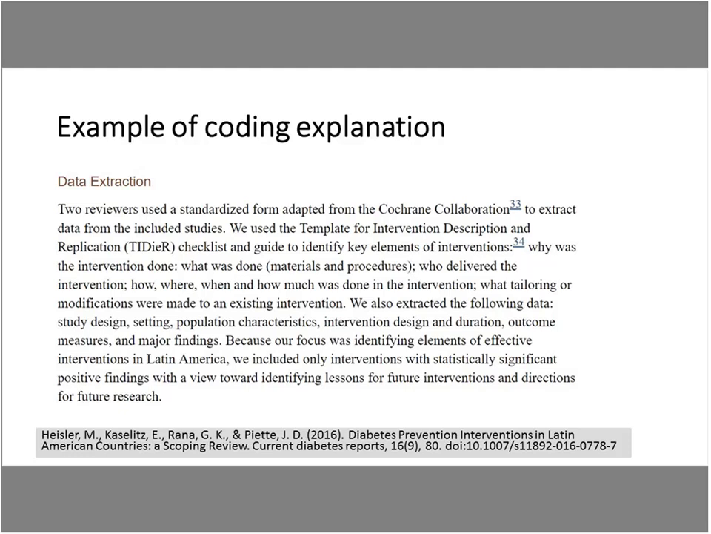The wording that they're using here does come directly from the TIDieR list, which I'll show you in just a minute. So they describe overall the types of characteristics that they were looking for. And then they go into some more details, talking about study design, setting, and so on. I think it would have been more helpful if they had described the population characteristics a little more, and the outcome measures, what specifically they were going to code for. But this is very typical of what you see written up when they're describing their coding.